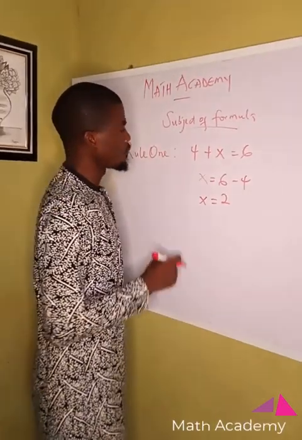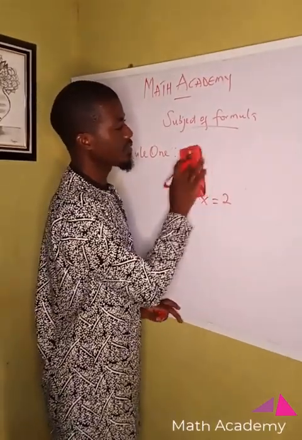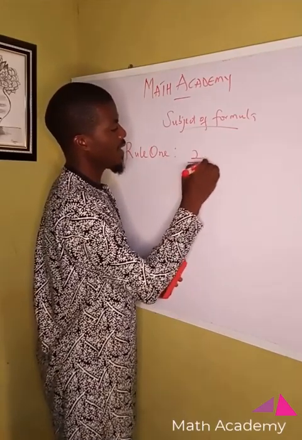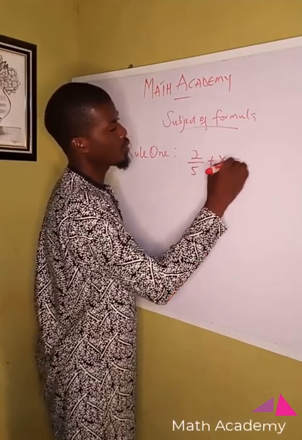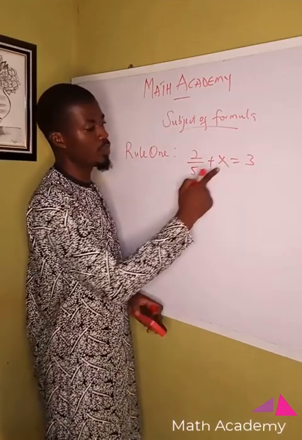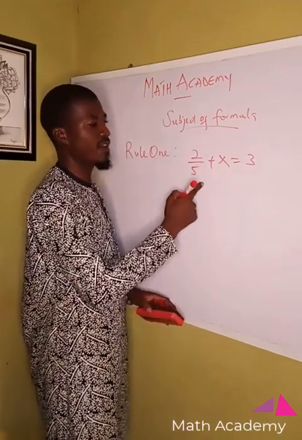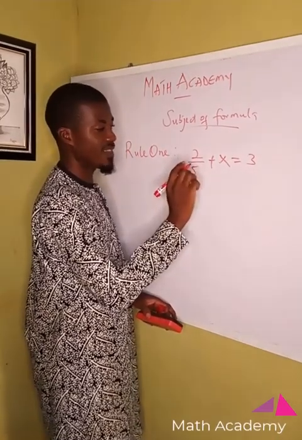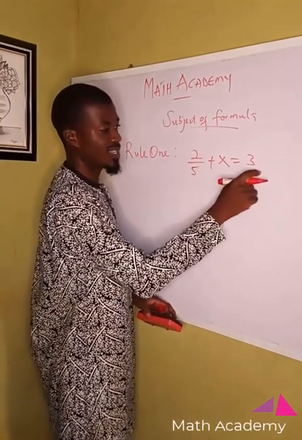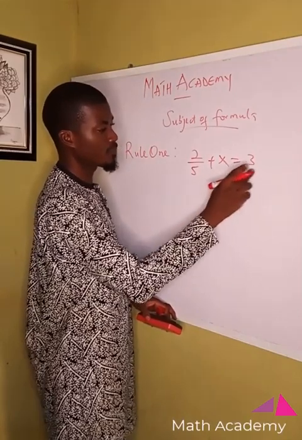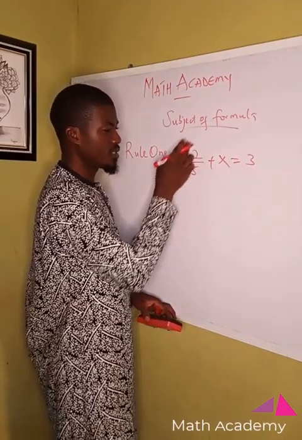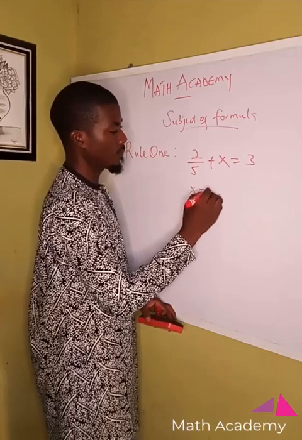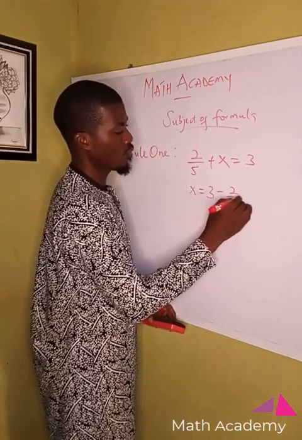So another example. See, for example, we have 2 divided by 5 plus x equals 3. Now, what do we do here again? We still move this 2 over 5 to the other side of the equation. That's the fastest way to do it. Move this 2 over 5 to the other side and solve. This is also positive, so it changes to minus when it gets here. So x equals 3 minus 2 over 5.